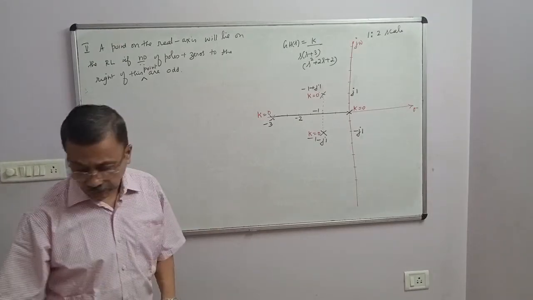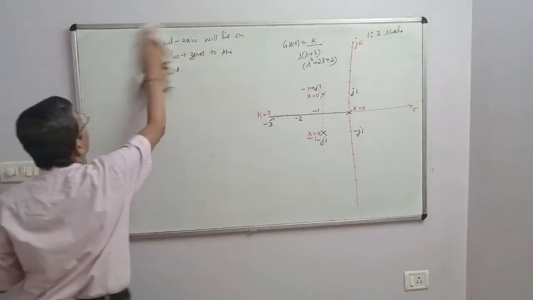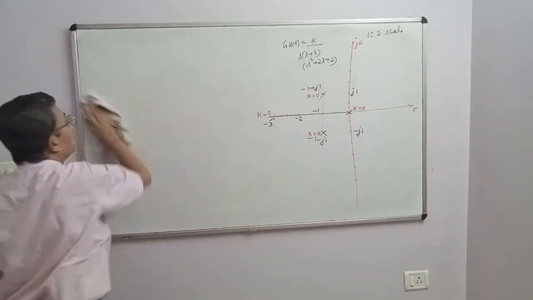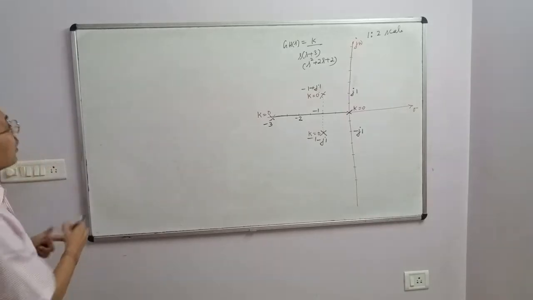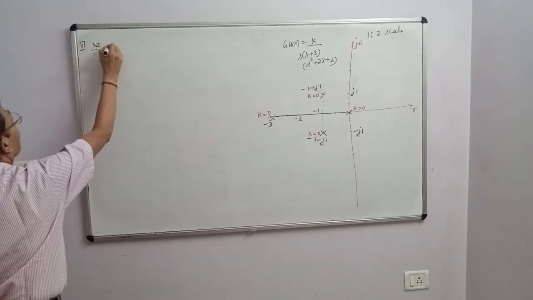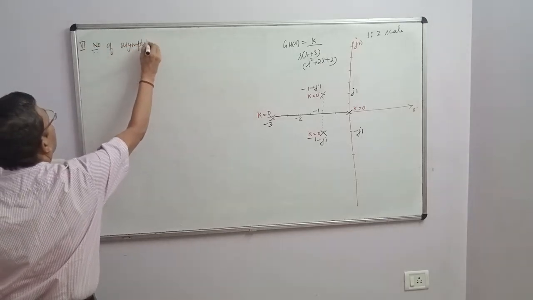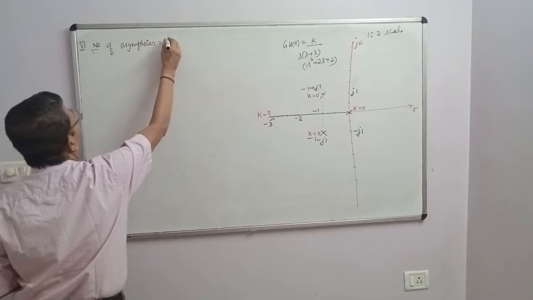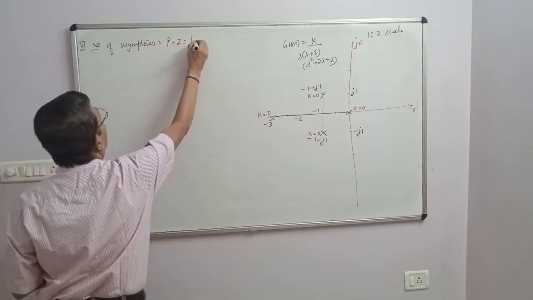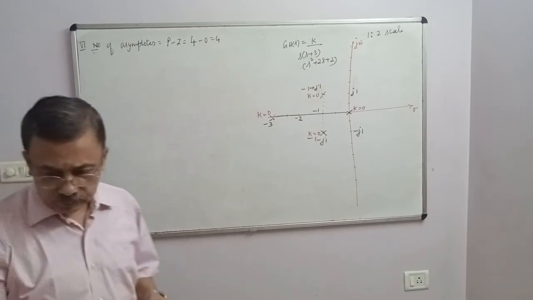Next is the number of asymptotes. Sixth step, number of asymptotes. Number of asymptotes is equal to P minus Z. P is 4, Z is 0. So the number of asymptotes is 4.